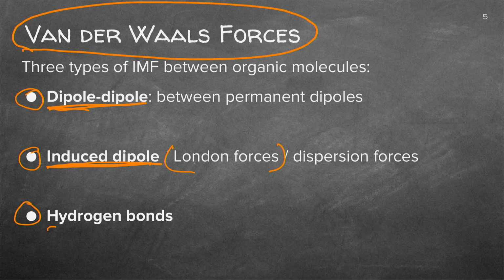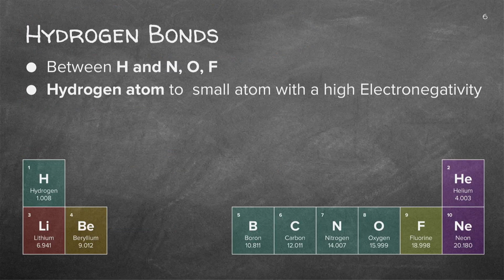And then finally, the hydrogen bond. These 3 will be the ones that we use in organic. Let's have a look at the hydrogen bond. Firstly, it's a hydrogen, can you see there? Hydrogen bound to either nitrogen, oxygen, or fluorine.